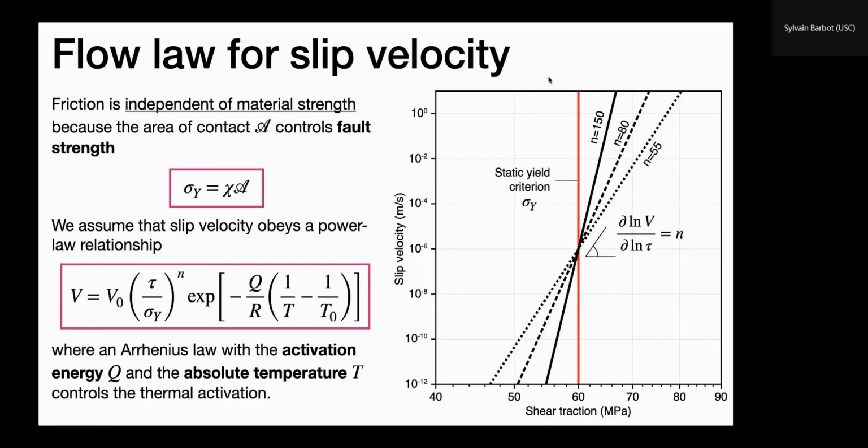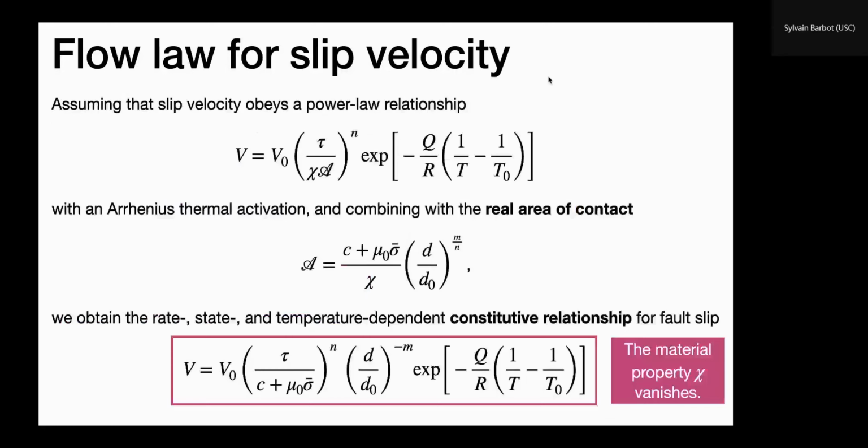And the next step is simply to connect the dots. So how do we connect the dots? We have a flow law for velocity as a function of stress and temperature, but the yield strength is proportional to the area of contact. But the area of contact depends on normal stress, the material hardness, and the size of asperities. So we can substitute these expressions and combine them, and we get the bottom equation, which is a rate, state, and temperature-dependent constitutive relationship for fault slip.